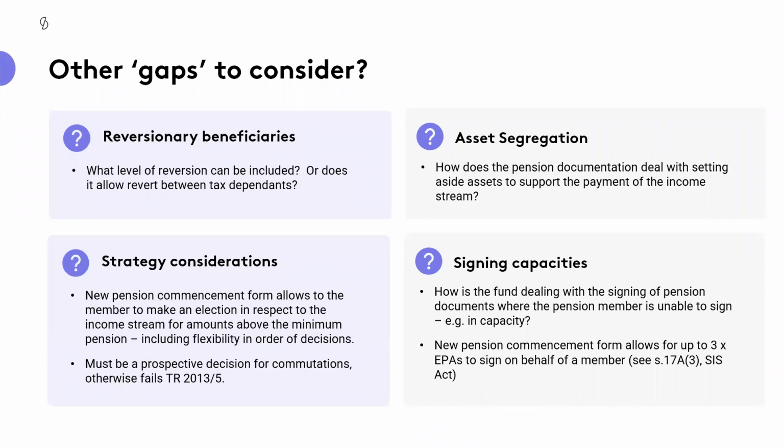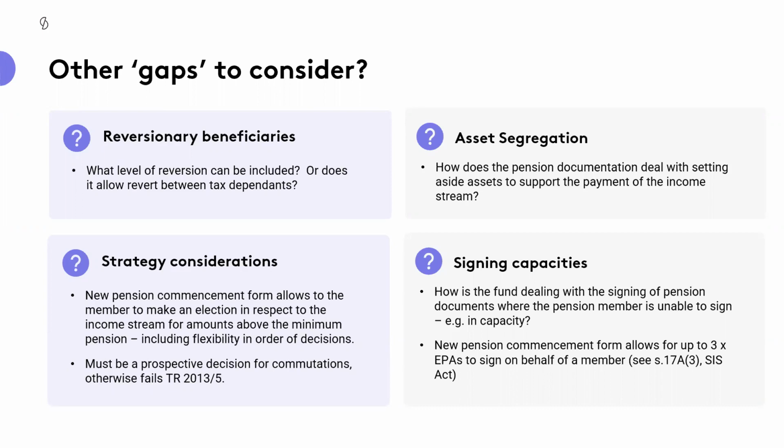And the reason why this is critically important is because any decision for commutation purposes must be prospective. And if you fail to do that prospectively, then you will fail to have that treated as a commutation, which therefore means you would not get that debit for transfer balance cap purposes.